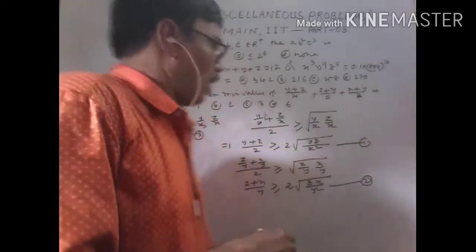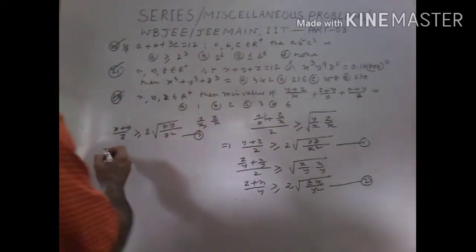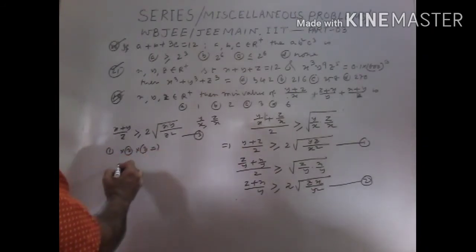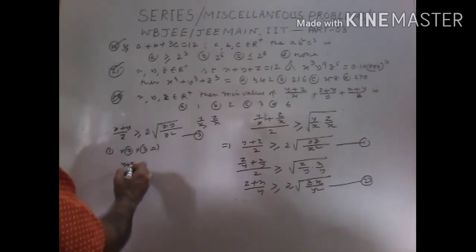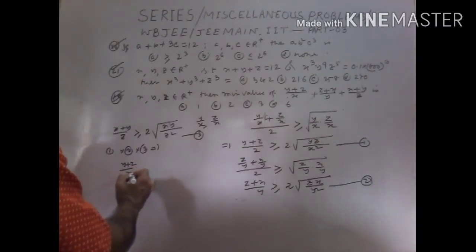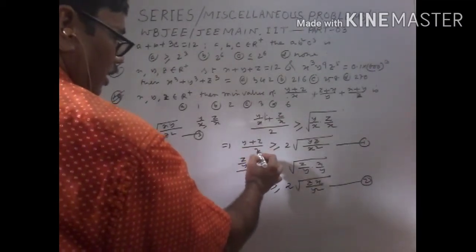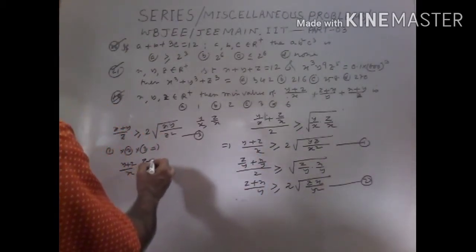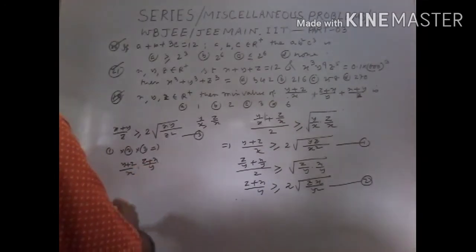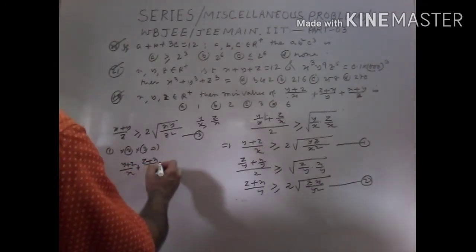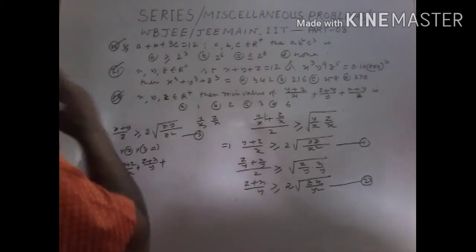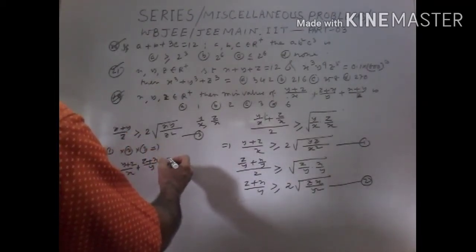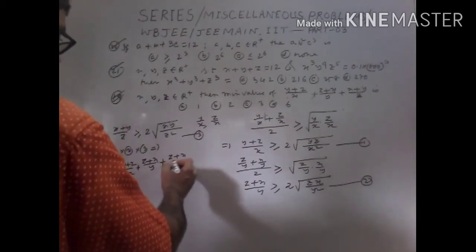So if we multiply them, what are we getting? 1 into 2 into 3. So we are getting y plus z by x, second one is z plus x by y, third one is x plus y by z.